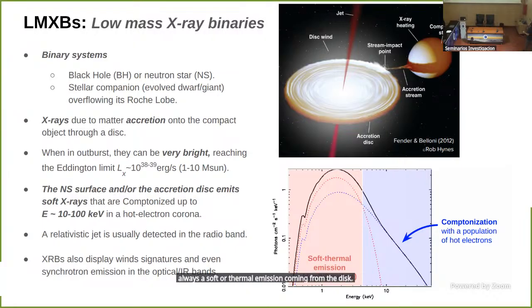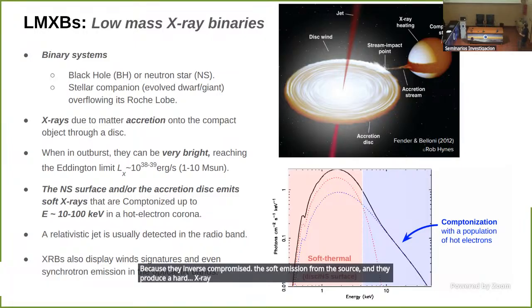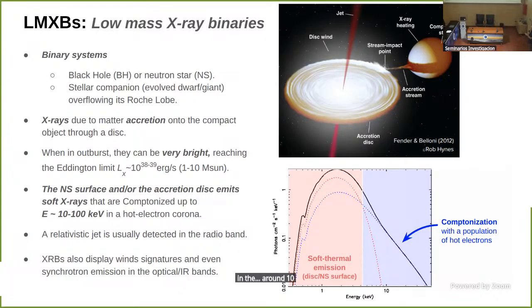And also, in the innermost regions of this accretion flow, there is another component called the corona, which is made of a cloud of hot electrons. And these hot electrons produce inverse Compton emission because they inverse Comptonize the soft emission from the source. And they produce a hard X-ray emission, which dominates around the 10 keV band.